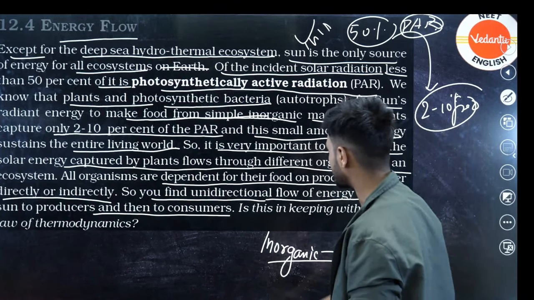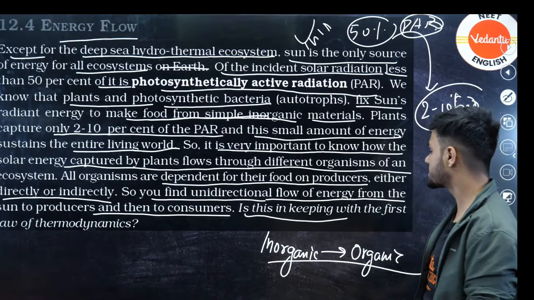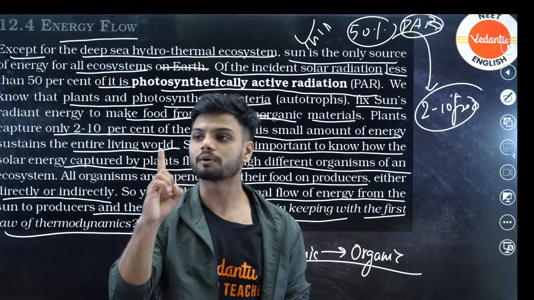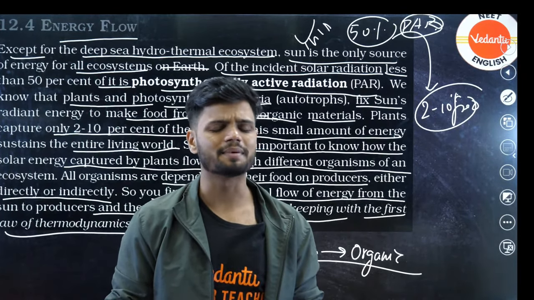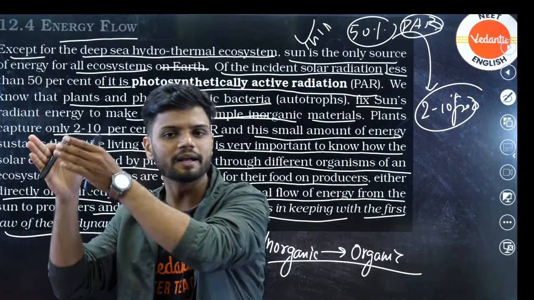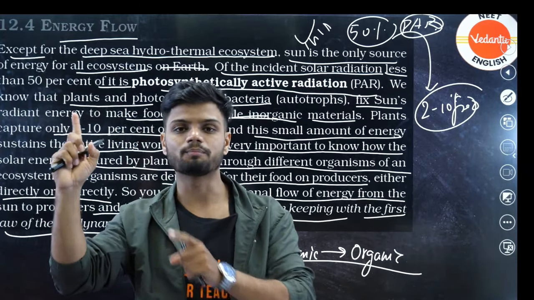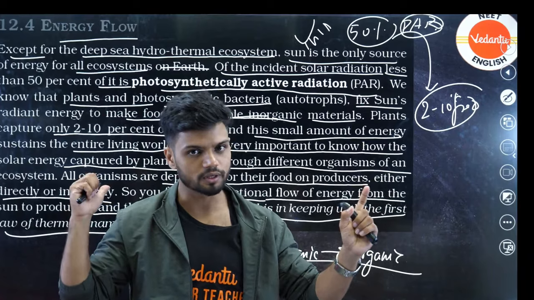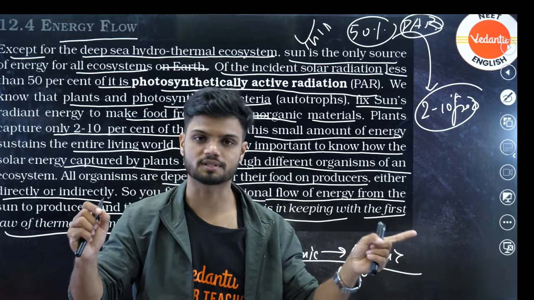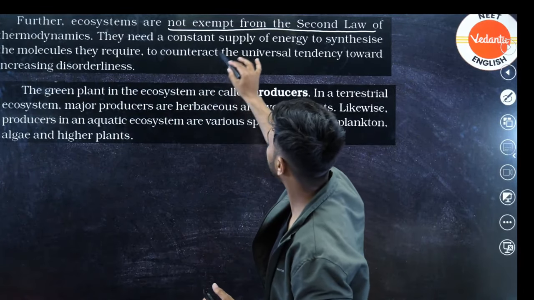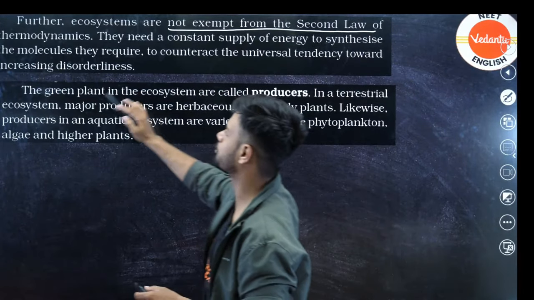Oh, I have missed one line here. This is keeping with the first law of thermodynamics. Now, what is the first law of thermodynamics? It is nothing but energy cannot be created nor destroyed. It can be transferred from one trophic level to the next trophic level, from one substance to another substance. Now furthermore, the ecosystem is not exempted from the second law of thermodynamics.